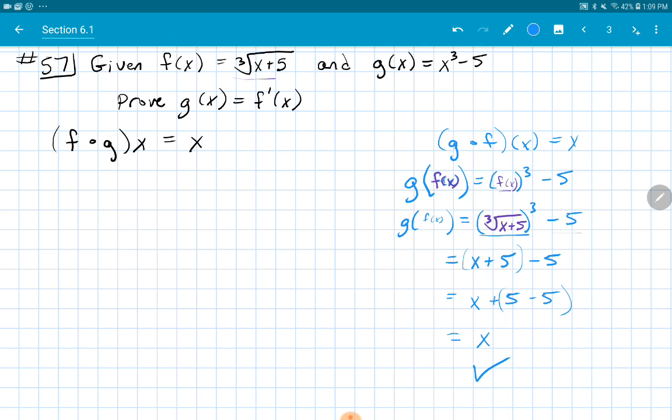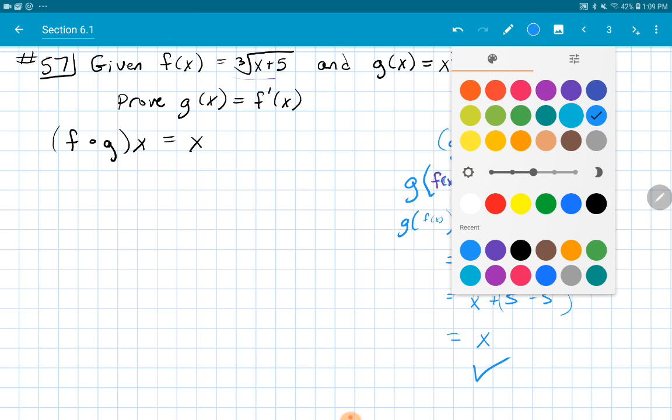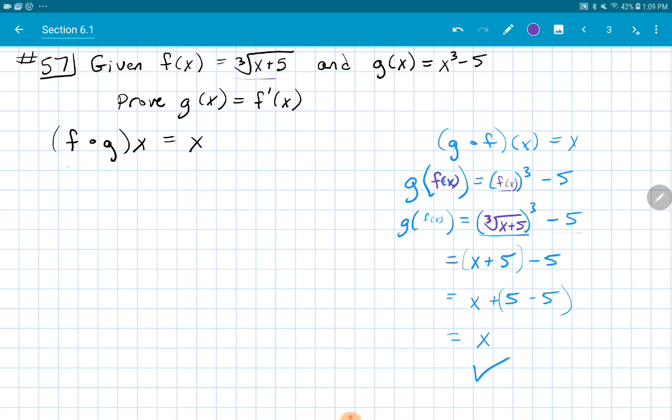Good job. Next step is to find the other way around. So let's start with purple this time. And we want to get f of g of x equal to x also. So the f function has our cubed root of the x plus 5. So if f of x equals this, and I want to replace this guy with f of x. I'm sorry, g of x.